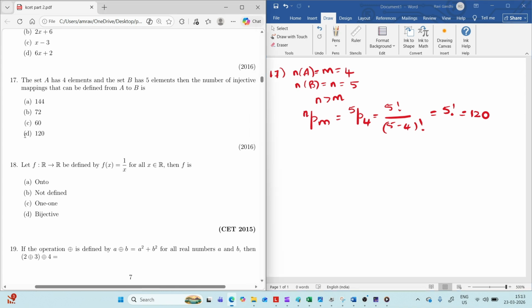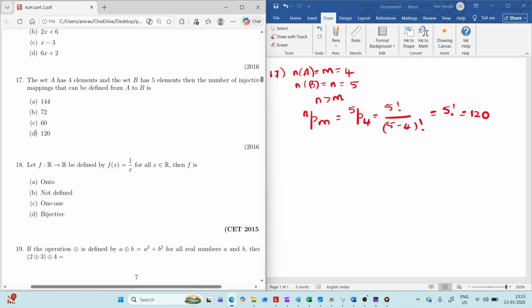So what if n is less than m? What do you do if n is less than m? If n is less than m, for injective mapping the answer will be 0. So here in this case, n is greater than m. So if n is greater than or equal to m, then we can apply this formula nPm. Suppose n is less than m, you directly write the answer for injective mappings as 0. Okay, so further moving on to the next question.